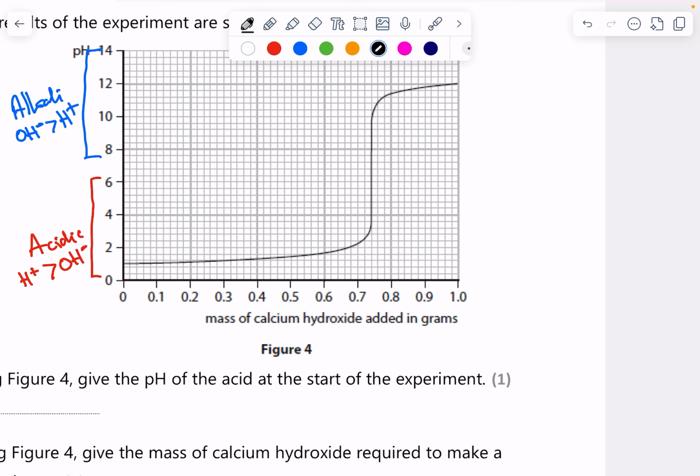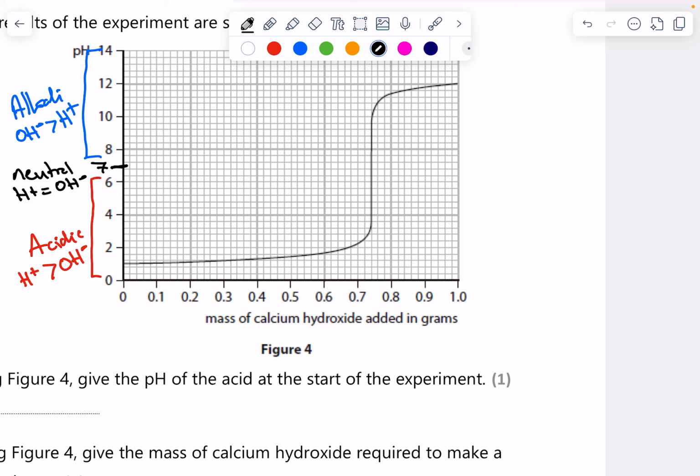In the middle, you notice we've got a little gap in there. This is pH 7, and if you remember, this is neutral, and when it's neutral, the concentration of hydroxide ions is equal to the concentration of hydrogen ions.